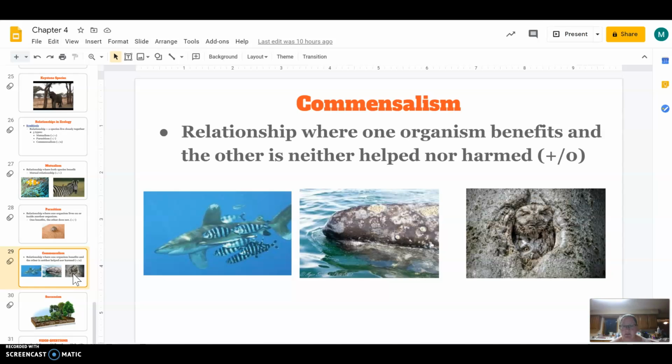Some examples of a commensal relationship are the shark and a school of fish. The school of fish is protected from predators by following the shark, but the shark is unaffected. They're not really doing anything to help that shark, but they're not hindering the shark either, so they're not making it difficult for him to survive. The picture in the middle is barnacles on a whale.